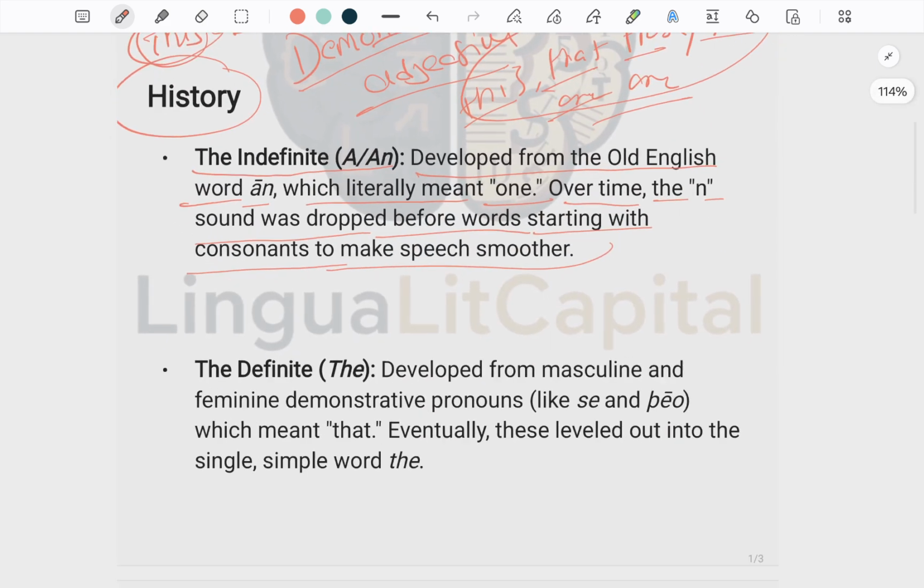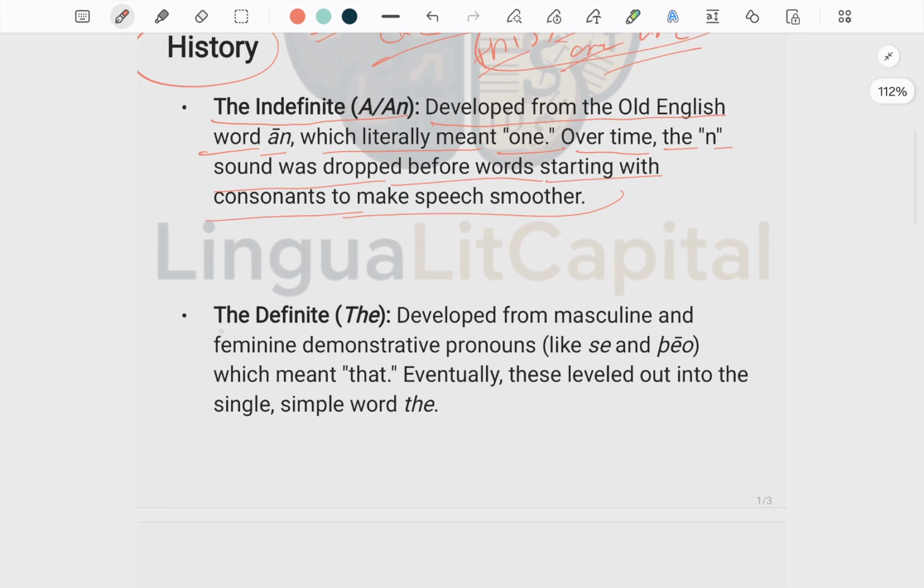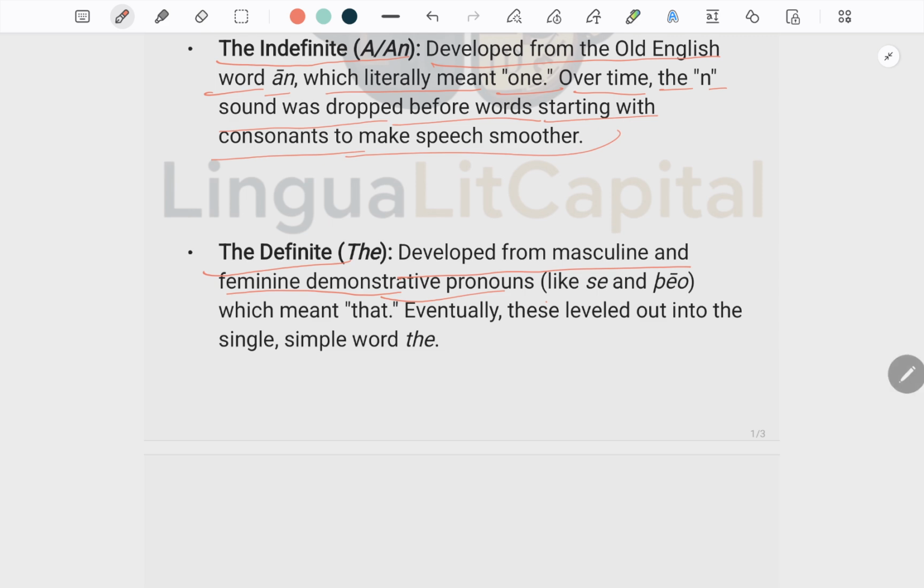Okay, the next one is that the definite term the developed from the masculine and feminine demonstrative pronouns, which eventually leveled out into the single simple word the.